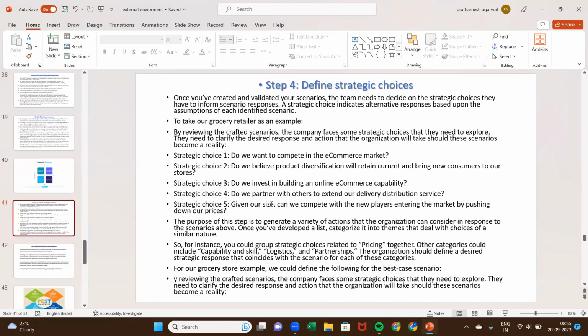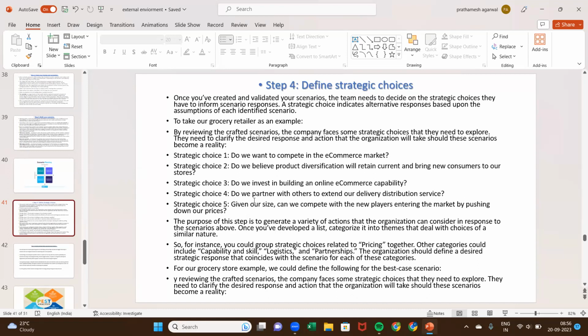Given our size, can we compete with the new players entering the market by pushing down our prices? If we are going to push down our prices, what are going to be our losses? Then, the purpose of this step is to generate a variety of actions that organizations can consider in response to the scenarios above.